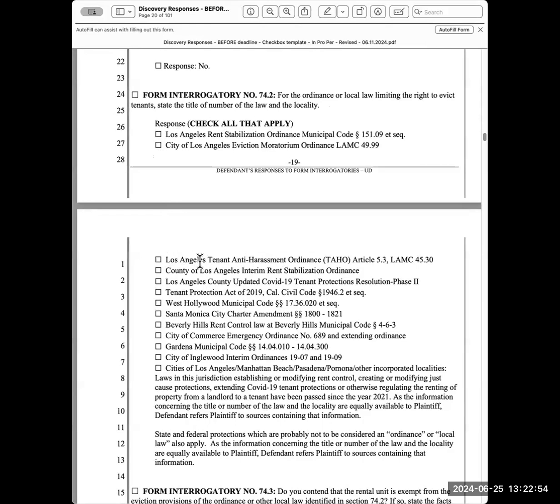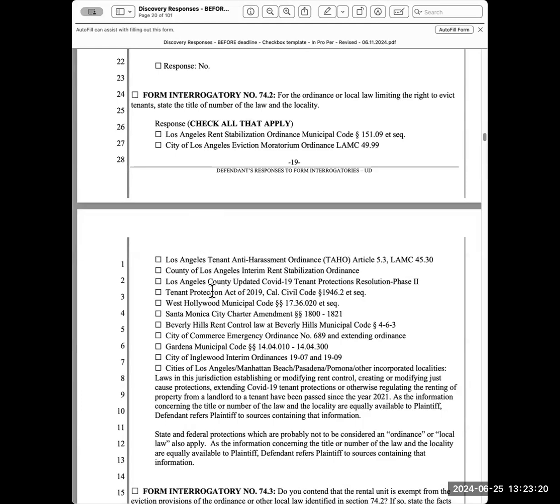So if you had rent that was due during the protection period of LA City, and then once LA City's protection ended, but LA County's kicked in, you would check both. And then there's also protections for rent stabilization ordinance or tenant protection act. It's one or the other.